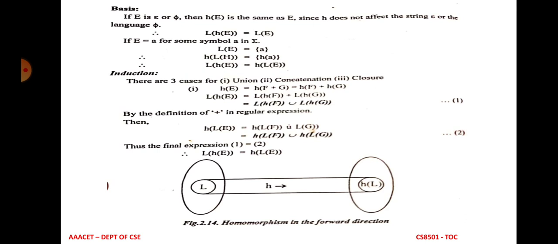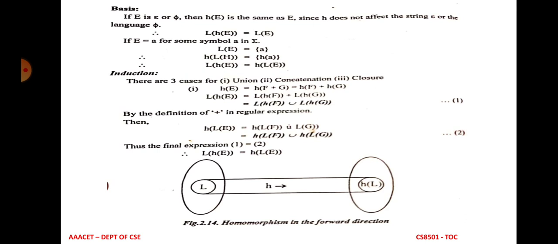Let us take the first one, the union operation, that is the plus symbol. So h of E is equal to h of F plus G. E is one expression, and F and G are two other regular expressions of the finite automata. It can be rewritten as h of F plus h of G. So we apply the language of the particular homomorphism: L of h of E is equal to L of h of F plus L of h of G. Plus is nothing but the union operation, so it is replaced by union: L of h of F union L of h of G. It can be rewritten as h of L of F union h of L of G. Both indicate the same case.